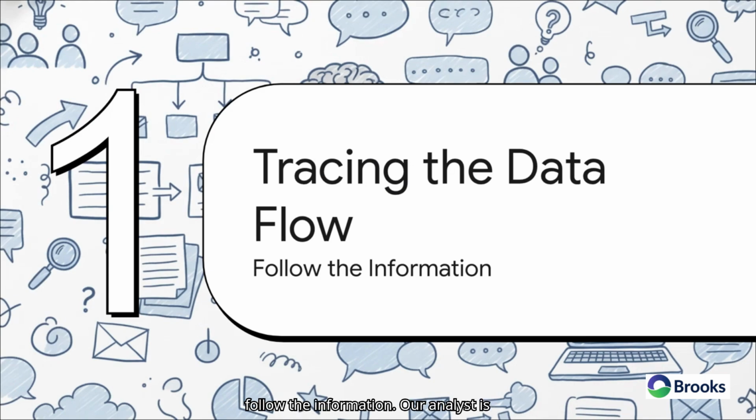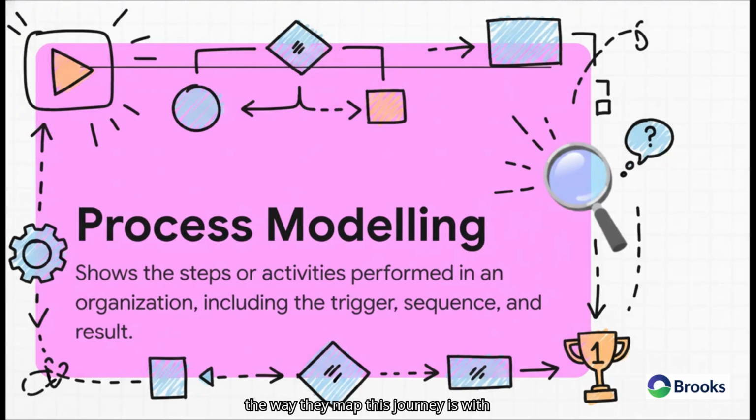Now it's time to follow the information. Our analyst is about to trace the entire life of an order, from the moment a customer clicks that buy button, all the way to the package landing on their front porch. And the way they map this journey is with process modeling. The easiest way to think of this is just a flow chart. It gives you a crystal clear visual map of every single step in the process, what kicks it off, what happens in what order, and what you get at the very end.